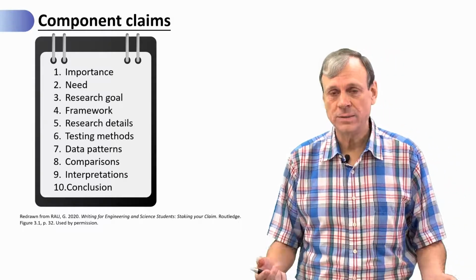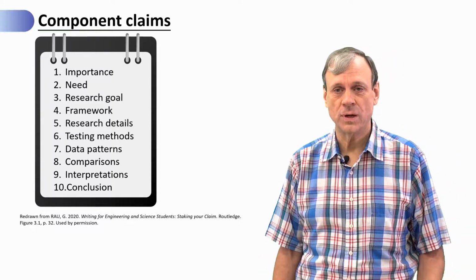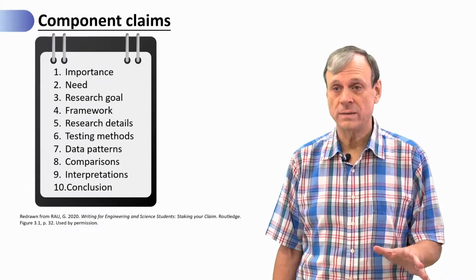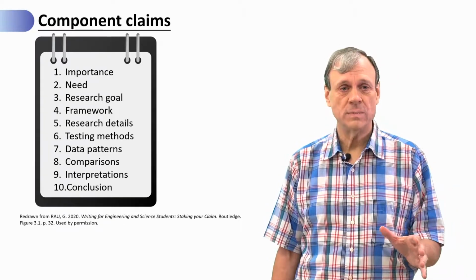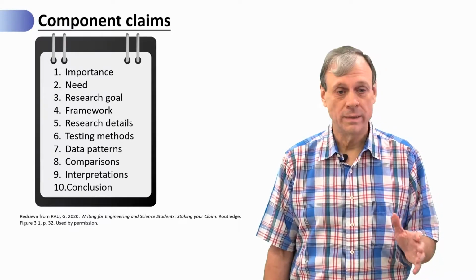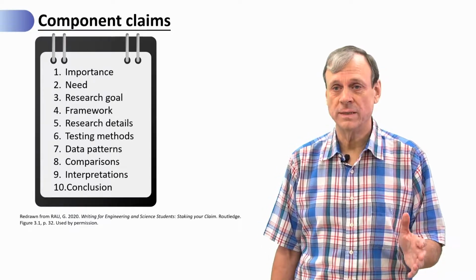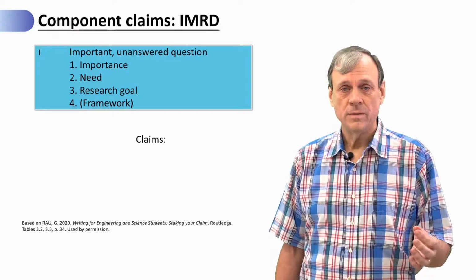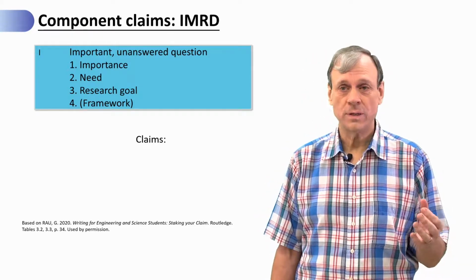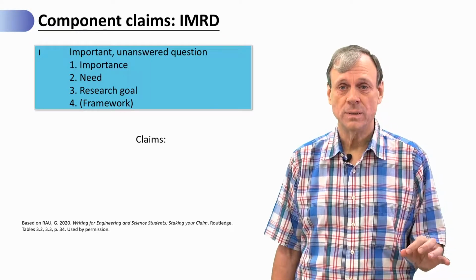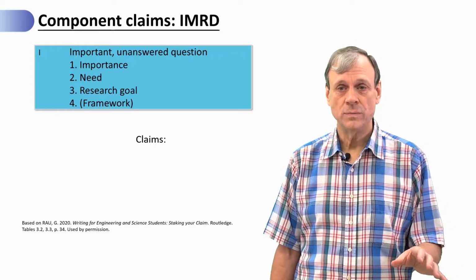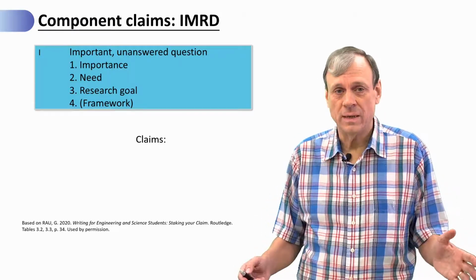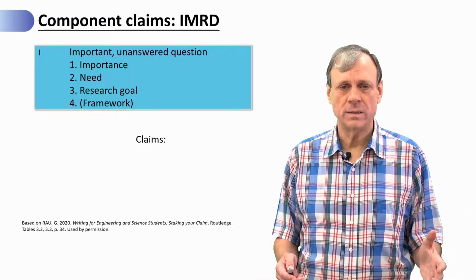And again, these are common in most research articles in most fields, but they're not always found in exactly the same place, even though they seem to occur in the same basic order in many cases. Okay, so in IMRD, the first 4 of those components are frequently found in the introduction: importance, need, research goal, and framework.